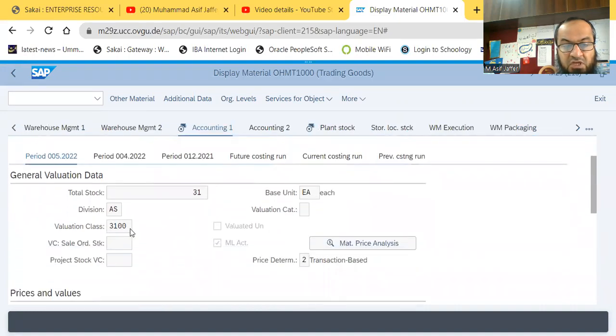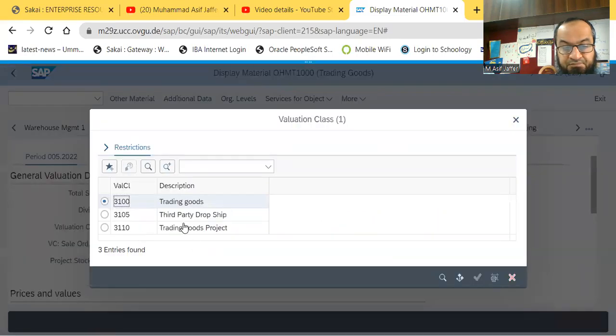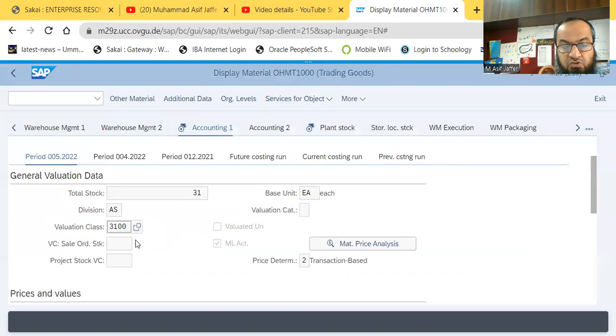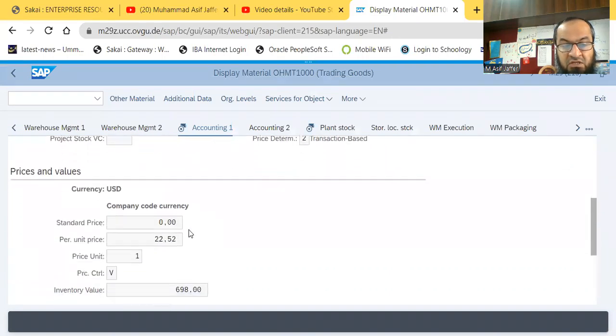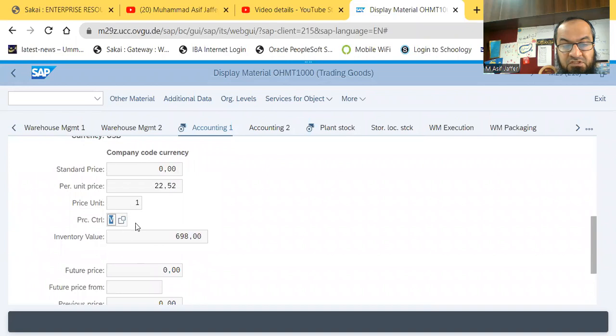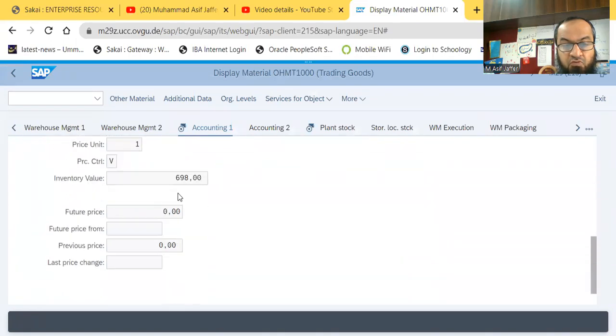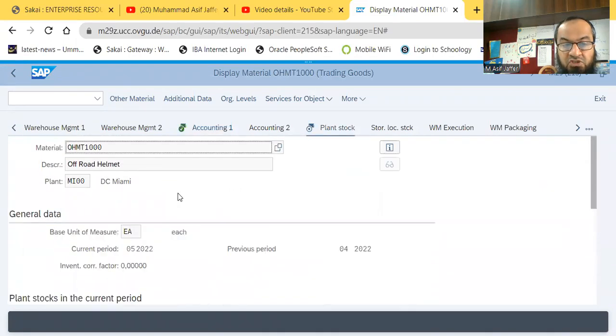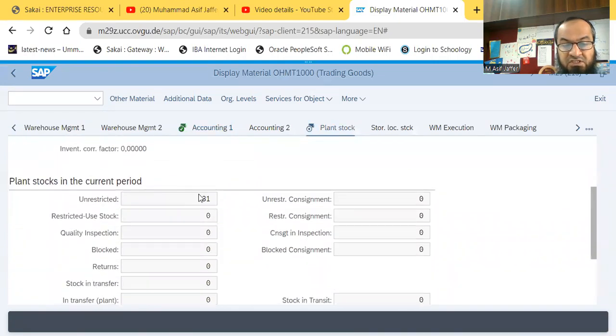Accounting one view says this is to be linked with the valuation class 3100, which actually corresponds to trading goods. So this is not a finished good. Eventually it will be linked indirectly through this valuation class to the general ledger account. The available stock of this particular material is 31 units, and the price control is V. It means it is being valued at the moving average price, and you have the moving average price also. You multiply this price by the available quantity, and you get the inventory value. And lastly, the plant stock says that all 31 units are actually unrestricted stock.